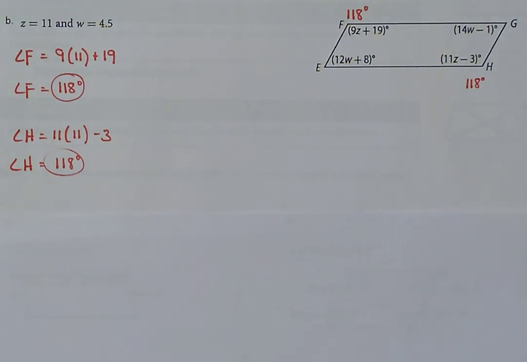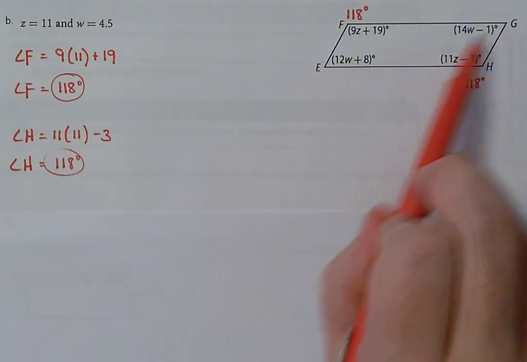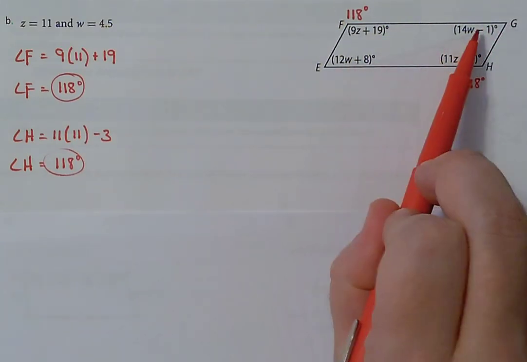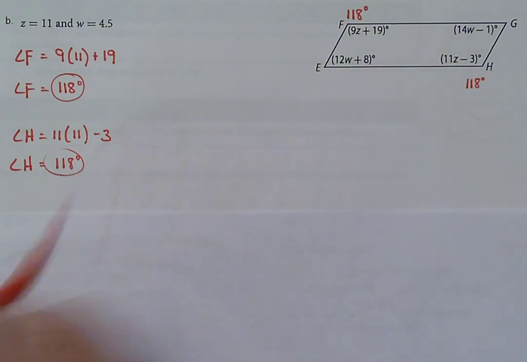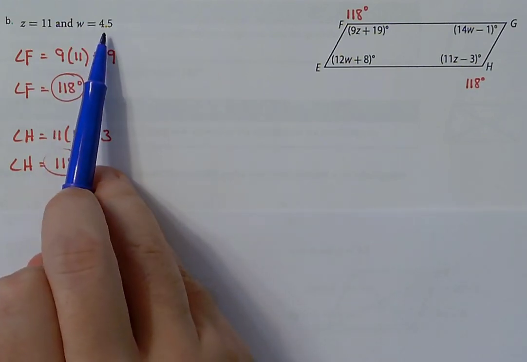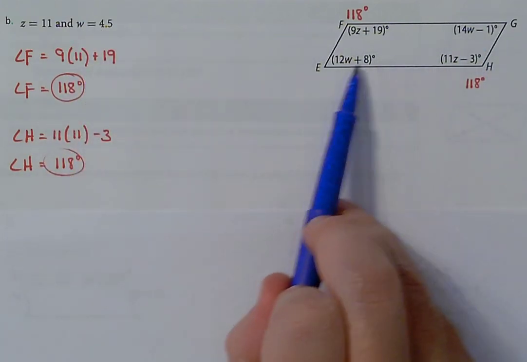Alright, so I now know that F and H are 118, so I've confirmed my first set of opposite angles are congruent. And if we look at E and G, both involve W, not Z. So that means we are done with plugging in 11. And next we're going to take 4.5 and plug it in for both of these angles.